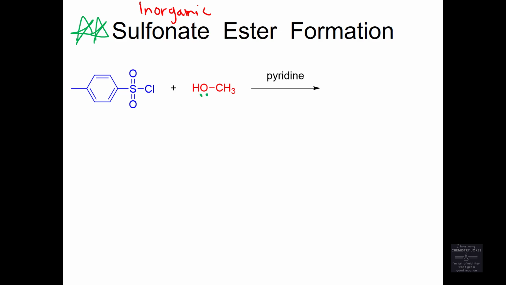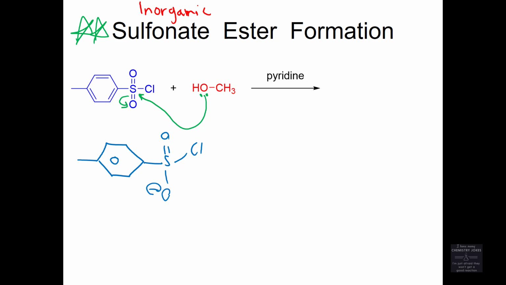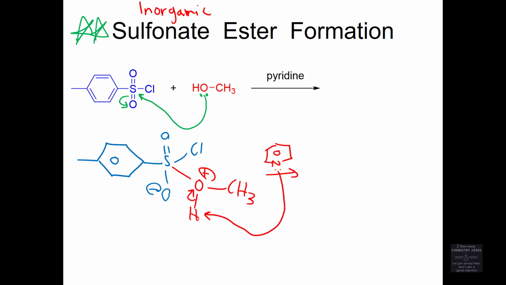The way it works is the alcohol acts as a nucleophile and the alcohol attacks the sulfur. Folds up electrons onto that oxygen. Let's see if I can keep it color-coded. Like so. What do you suppose the pyridine is there for? It's there to clean up that oxygen that has a plus.